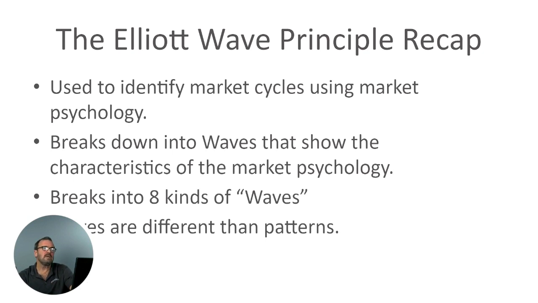And in summary, it identifies market cycles using market psychology. It breaks down the waves that show the characteristics of market psychology. There's 8 different kinds of waves, and waves are different than patterns again. And finally, I'll say one more time, you can really dig into this stuff, and we're not doing that today for lack of time.